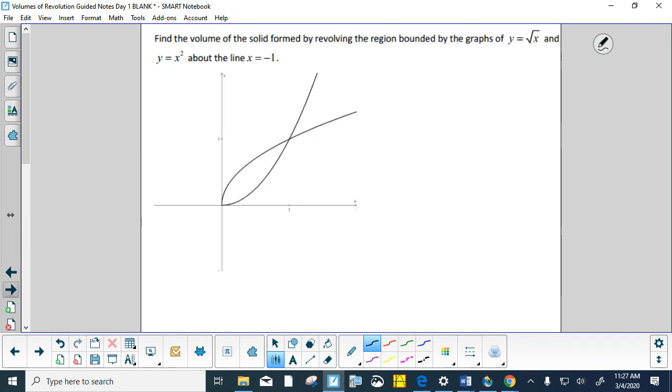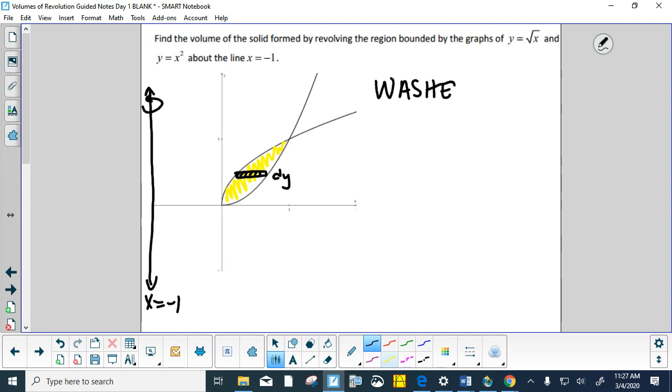All right, let's set up the next one. We're revolving it around the line x equals -1. Same area. Now this is what kind of a line? It's vertical, so it's going to be with respect to y. So it's dy. And this one is another big washer. And I'm not going to draw it because it would be off the page. Are you okay with that?